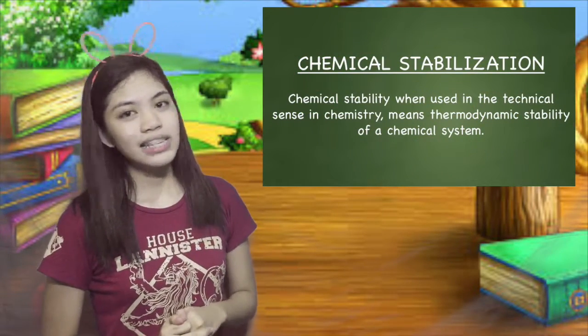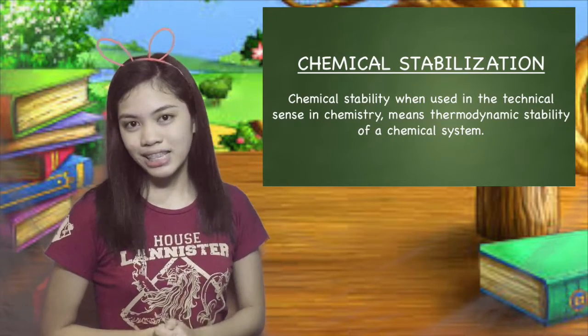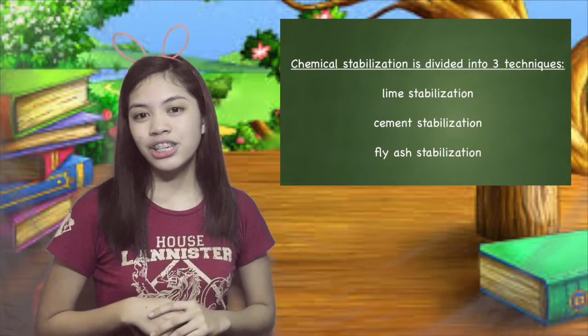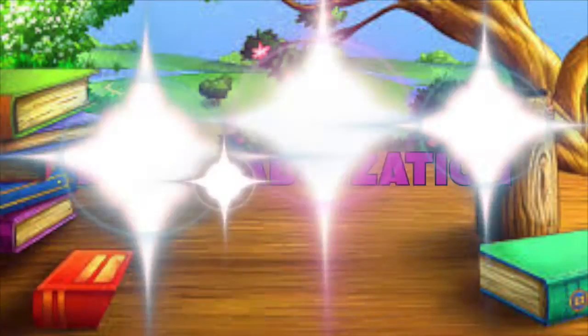What do these mean? Let us begin with chemical stabilization. Chemical stability, when used in the technical sense in chemistry, means thermodynamic stability of a chemical system. Thermodynamic stability occurs when a system is in its lowest energy state or chemical equilibrium with its environment. Chemical stabilization is divided into three techniques: lime stabilization, cement stabilization, and fly ash stabilization.